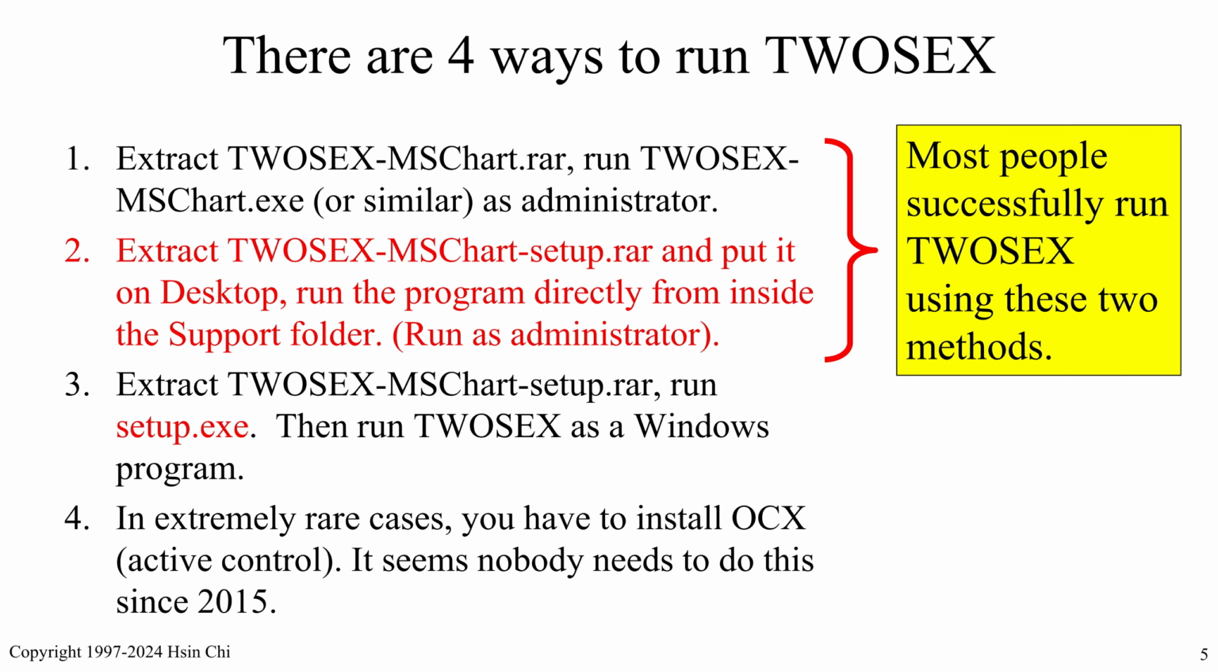There are 4 ways to run TWOSEX. First, extract the RAR file of the executable version and run the TWOSEX MSChart .exe file as an administrator. This is the most common method. Second, you can extract the setup version and run the program from inside the support folder. Third, after extracting the setup version, you have to run setup.exe to install it as a Windows program. Fourth, in rare cases, you have to install the active control element, the OCX file.